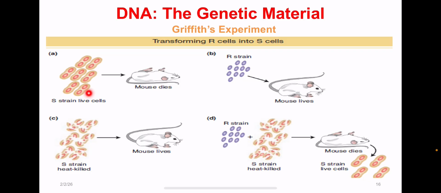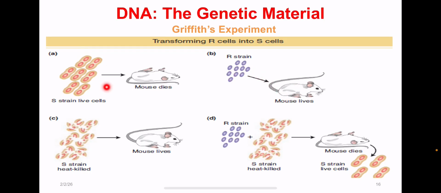So the first experiment was done by Griffith. Okay, and we call it Griffith's experiment. Griffith worked with two strains, the S strain and the R strain. The S strain is actually known to be infectious. So when you infect a mouse with the S strain, it dies. The R strain is not infectious. So when you infect the mouse with the R strain, it's not going to die.